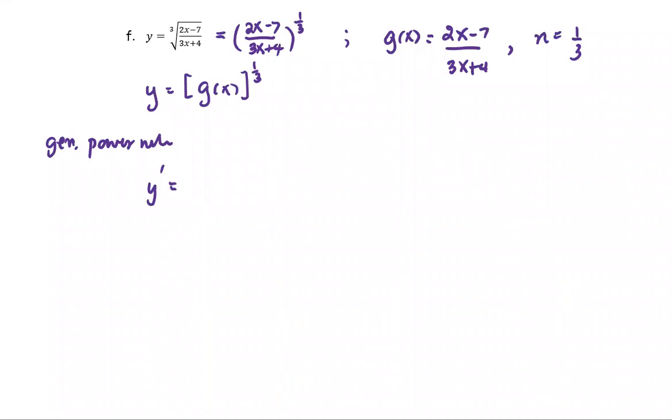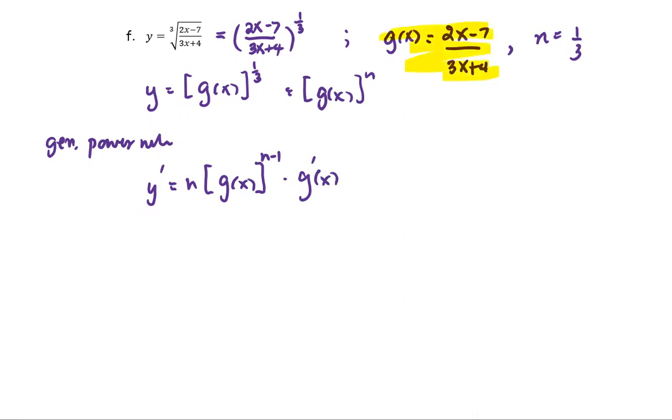So y prime, where y is the quantity g(x) to the power n, is n multiplied by the quantity g(x) raised to the power n minus 1, multiplied by g prime of x. The problem already provided g(x), which is the inner function. I'm going to put a note here. This is called the inner function. Since the power n is 1 over 3, we have n, we have g(x), and for n minus 1, we just subtract 1 from 1 over 3. But we still need to find g prime.